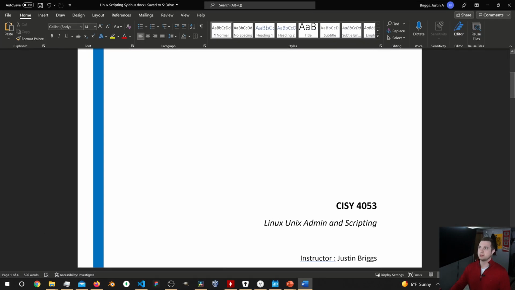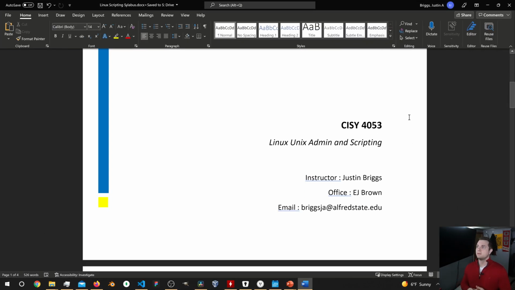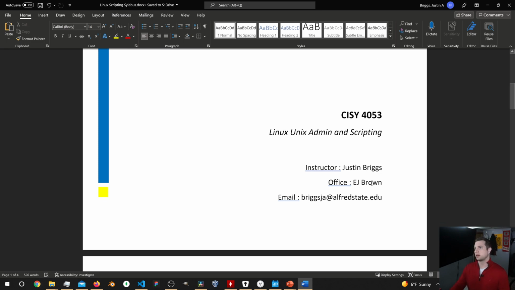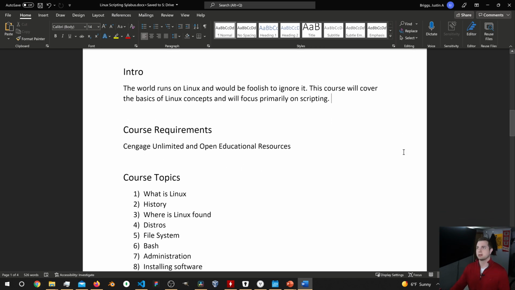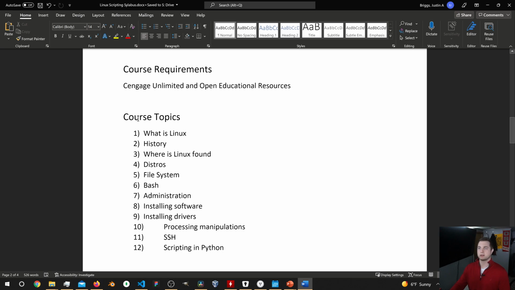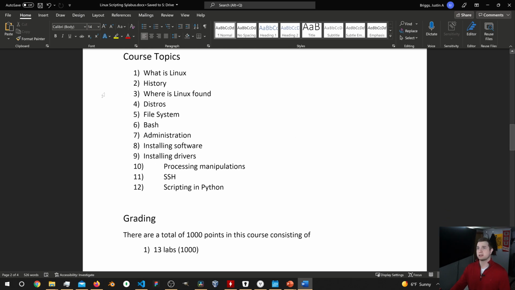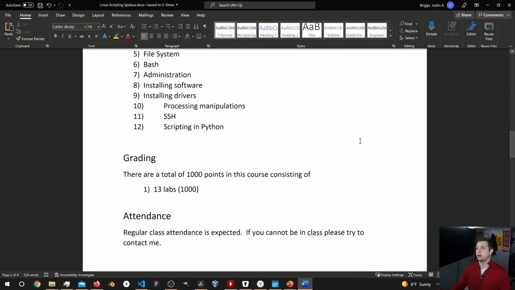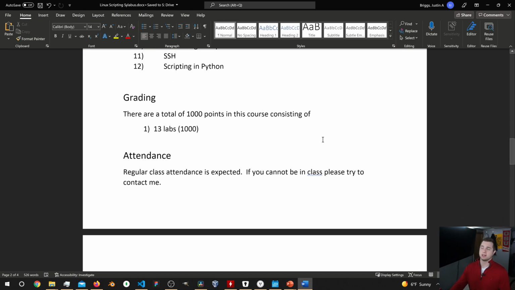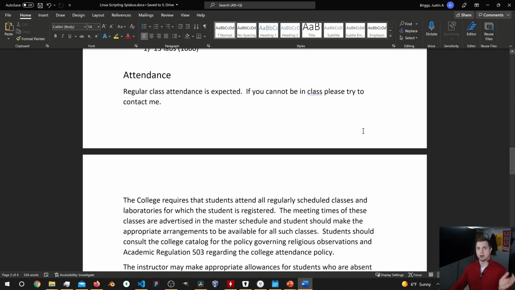Let's pull up the syllabus here. Okay, 4053, Linux, Unix, admin, and scripting. Course requirements, open educational resources, topics we already went over in the PowerPoint. Grading: 13 labs. Okay, so that basically equates out to 1 a week, and then finals week we'll go over how to do a web server and integrate.